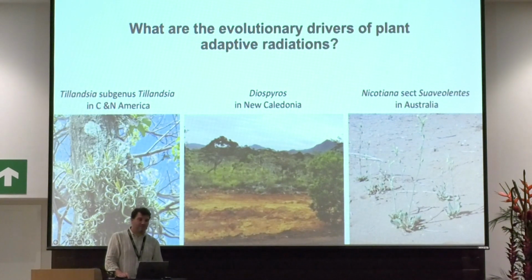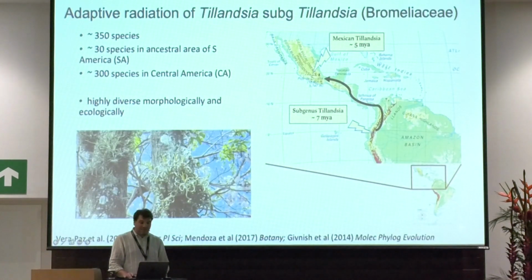On one hand, Tillandsia, subgenus Tillandsia, which radiated mainly in Central and North America. We also work on persimmon trees which radiated in New Caledonia to adapt to a wide diversity of soil types, including serpentines and ultramafic soils and so on. And we also work on Nicotiana section Suaveolentes, which radiated to occupy the arid interior of Australia. But of course, today it is all about monocots, so about Tillandsia subgenus Tillandsia.